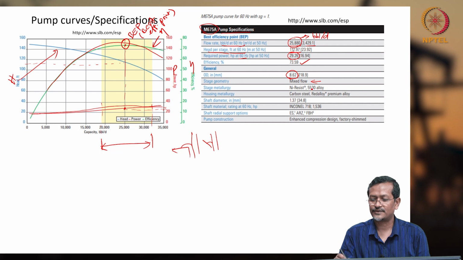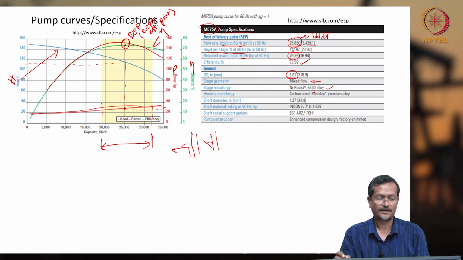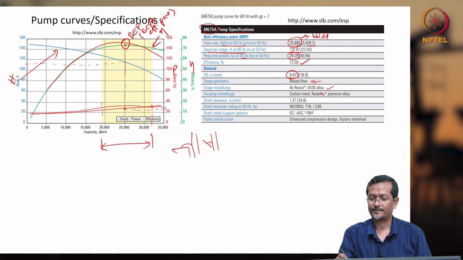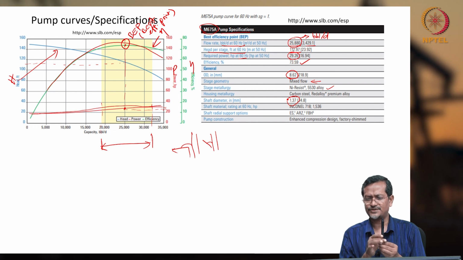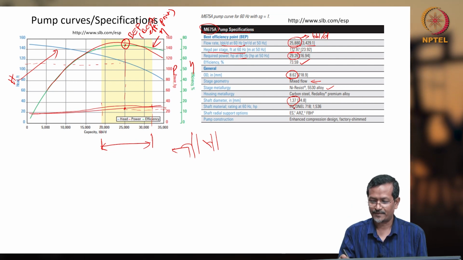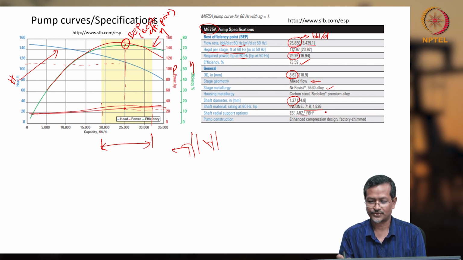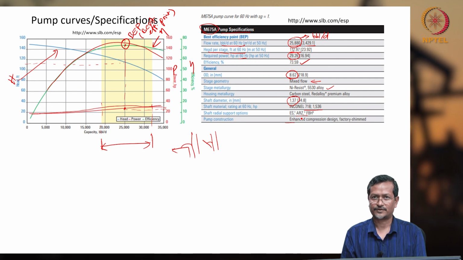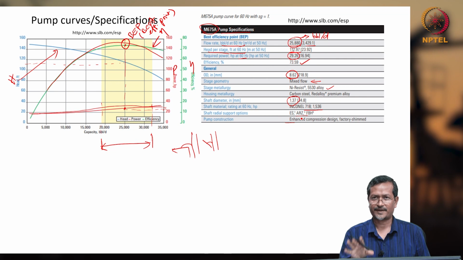That's why they're using this mixed flow impeller, not radial flow. And stage metallurgy, they are using this type, nickel resist 5530 alloy. They have some code of alloy, you can go through that. Housing metallurgy is carbon steel: housing, outside casing, all these things they made using carbon steel. Now shaft diameter, they have 1.37 inch. Normally shaft diameter will be 1 inch or less than 1 inch, but because it is a larger diameter pump, shaft diameter is 1.37 inch, almost 1.5 inch. Shaft material, Inconel, a high strength material. Pump construction, enhanced compression design, factory shimmed. So this manufacturing method also they have written about the pump. So now if you take any specification chart from any company, you should understand most of the things.